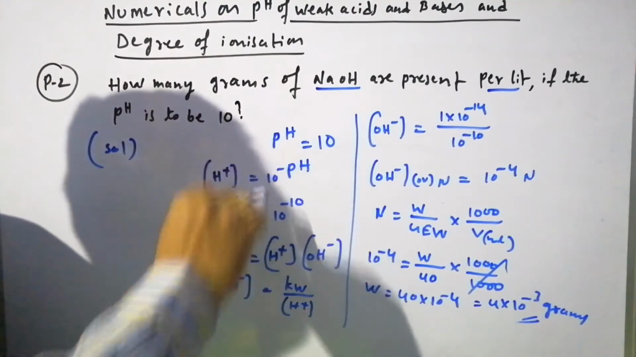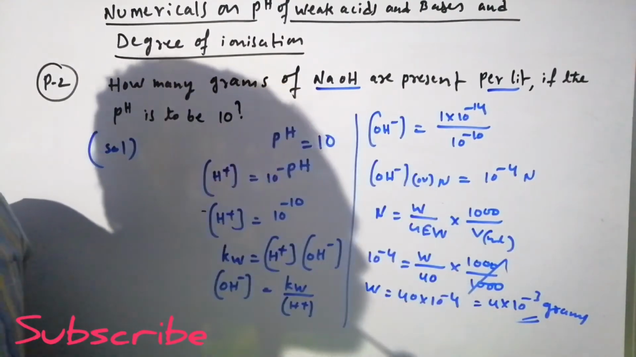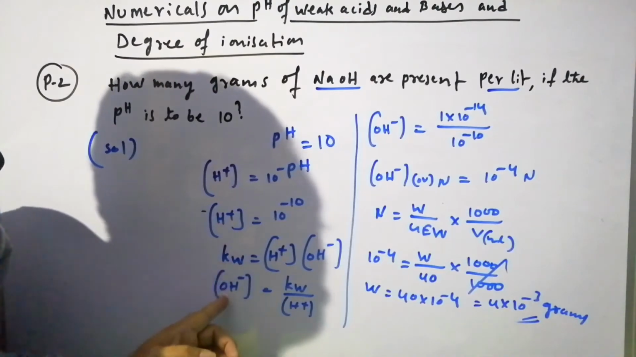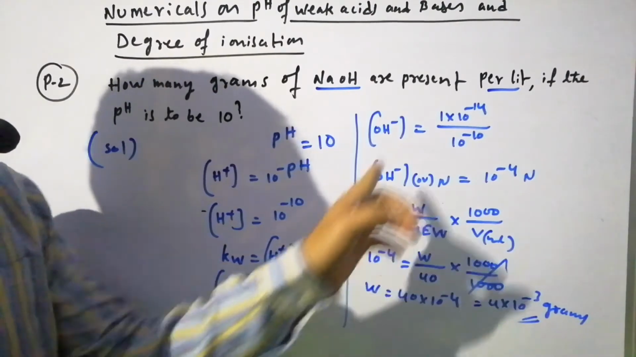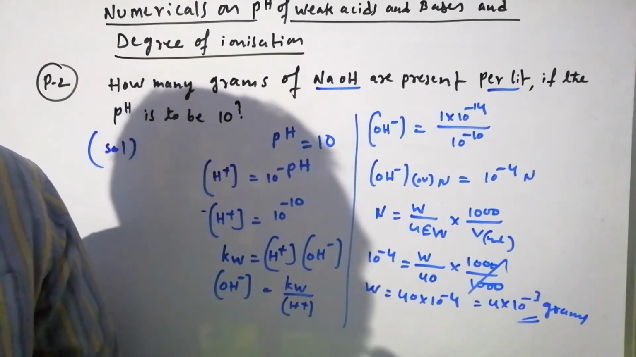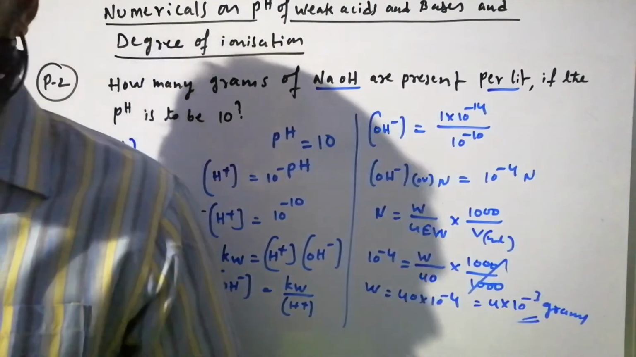First of all, by using pH value, we should find out H plus concentration. But here in the problem, base was given. That's why by using the ionic product of water, OH minus concentration was found out. By using OH minus concentration, that means normality of base, weight of the substance can be calculated.